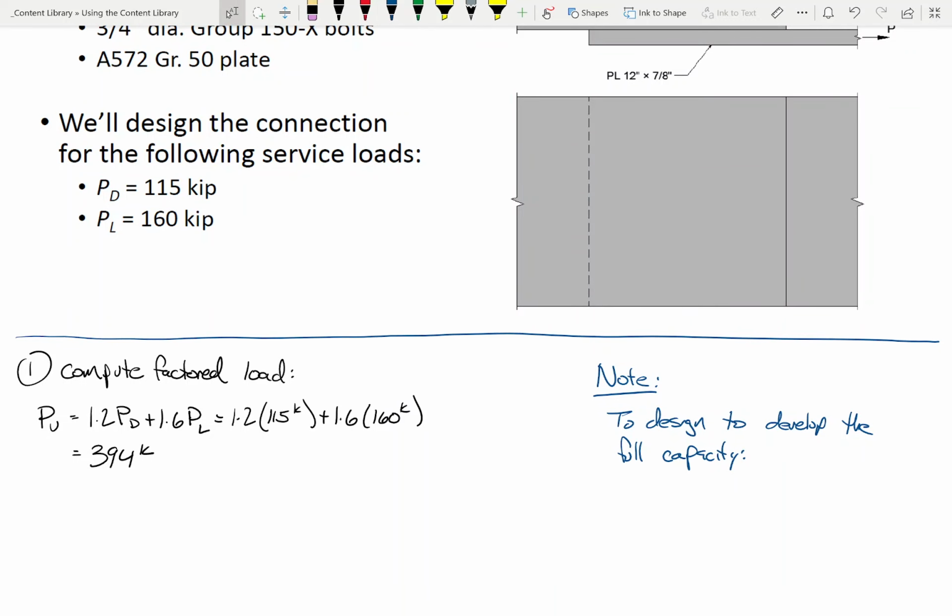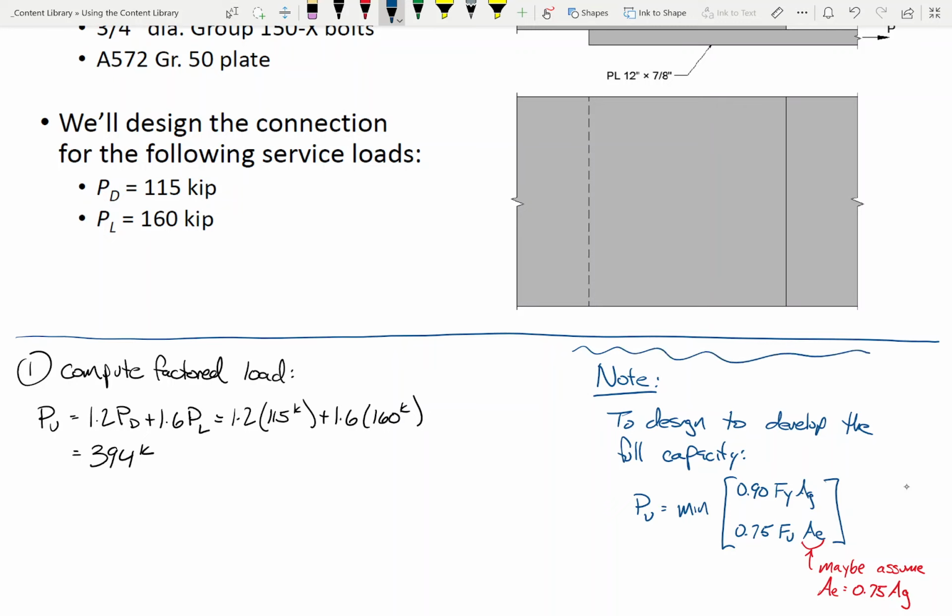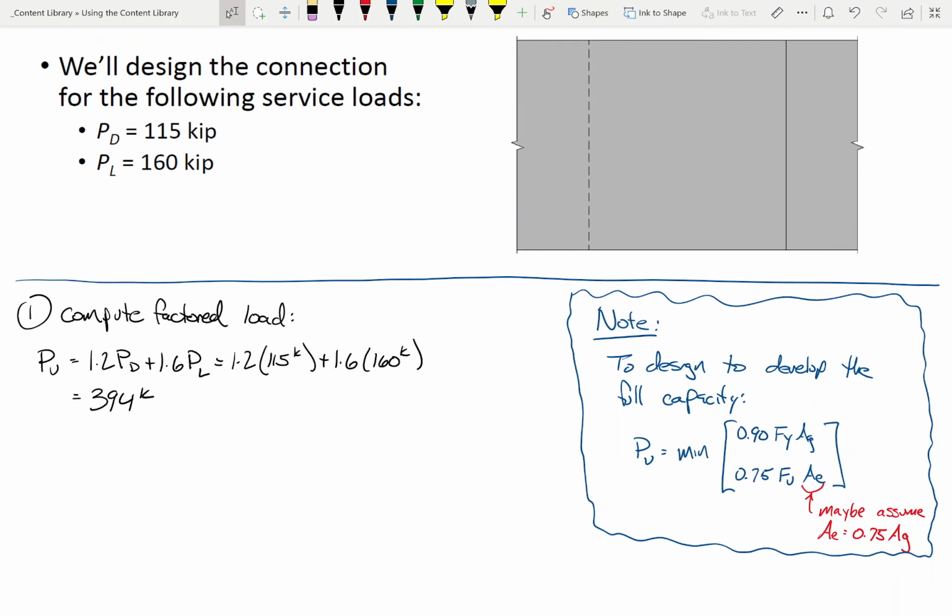So if I was trying to design to develop the full capacity, maybe what I would do is say PU is the minimum of 0.9 FYAG or 0.75 FU. Remember how the spec says AE, and then AE is the net area times U. And so maybe we'll assume that, because remember, that's what we used when we were in design land. So we would use that for our load, okay? So it's just something to think about.